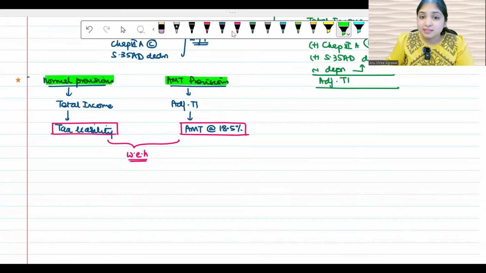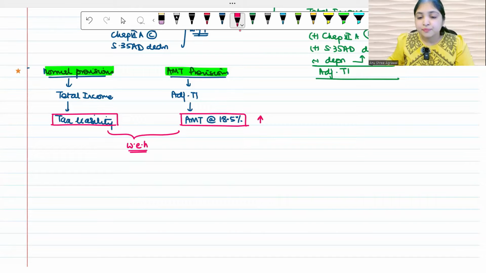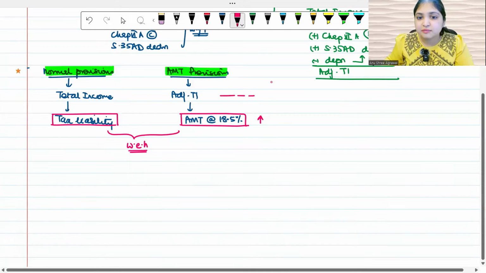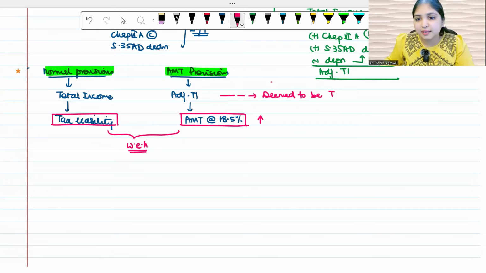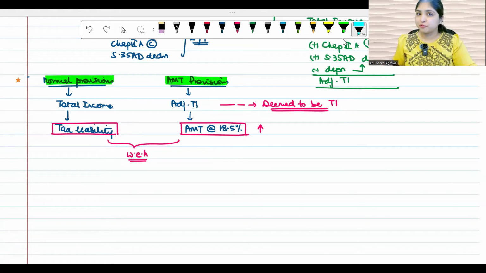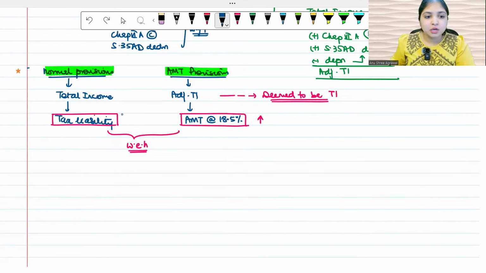All right. Now let us say AMT happens to be higher. If AMT happens to be higher, then this adjusted total income of the assessee will be deemed to be the total income of the assessee. Understanding? If the AMT happens to be the higher number, then the assessee will be paying AMT, guys. So if the assessee is paying AMT, then this adjusted total income will be deemed to be the total income of the assessee.